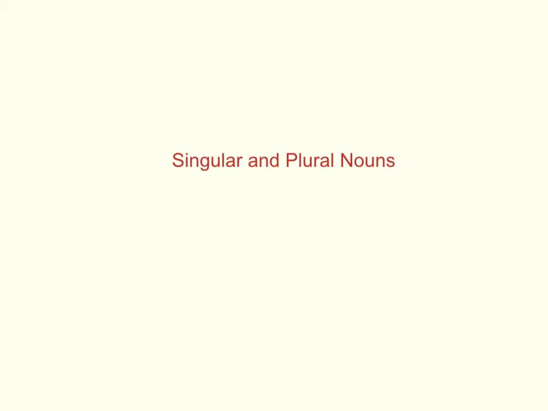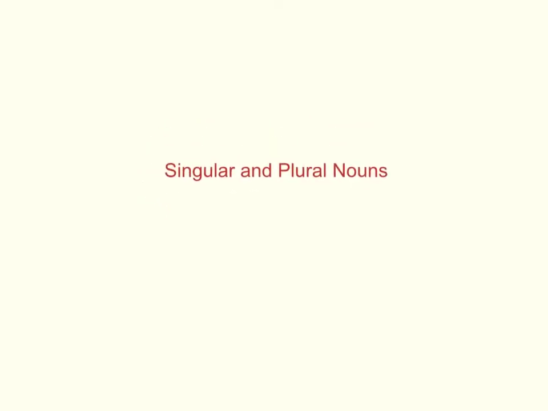In our last video, we talked about two other kinds of nouns, which were proper nouns and common nouns. A proper noun is a specific person, place, or thing, and it always needs a capital. A common noun is just a regular person, place, or thing. Today we're going to talk about two other kinds of nouns, singular and plural nouns.